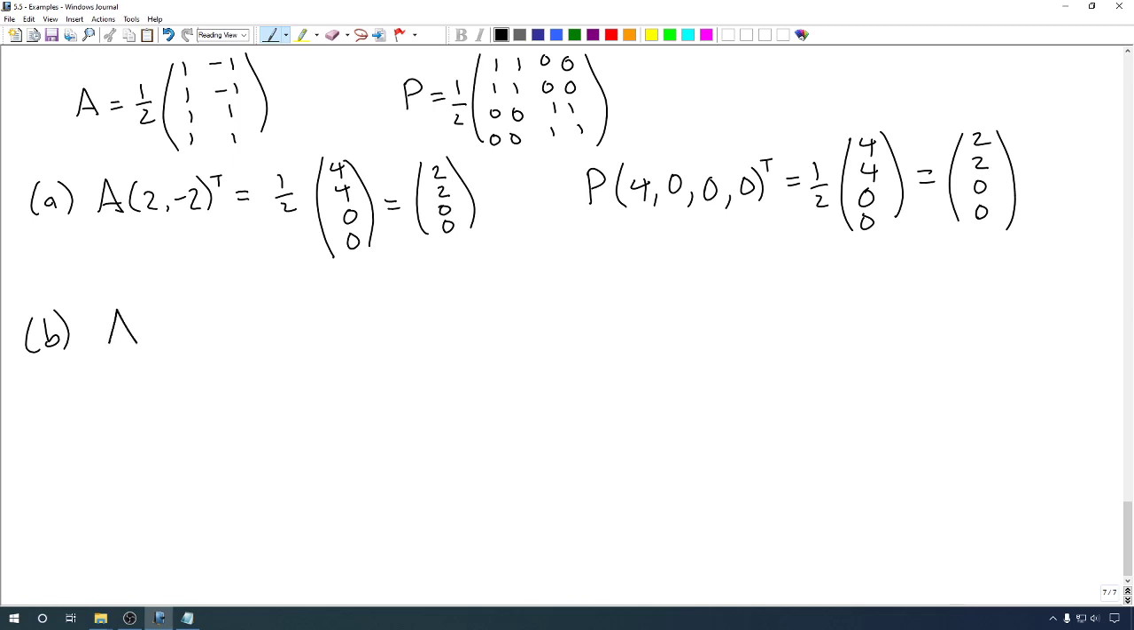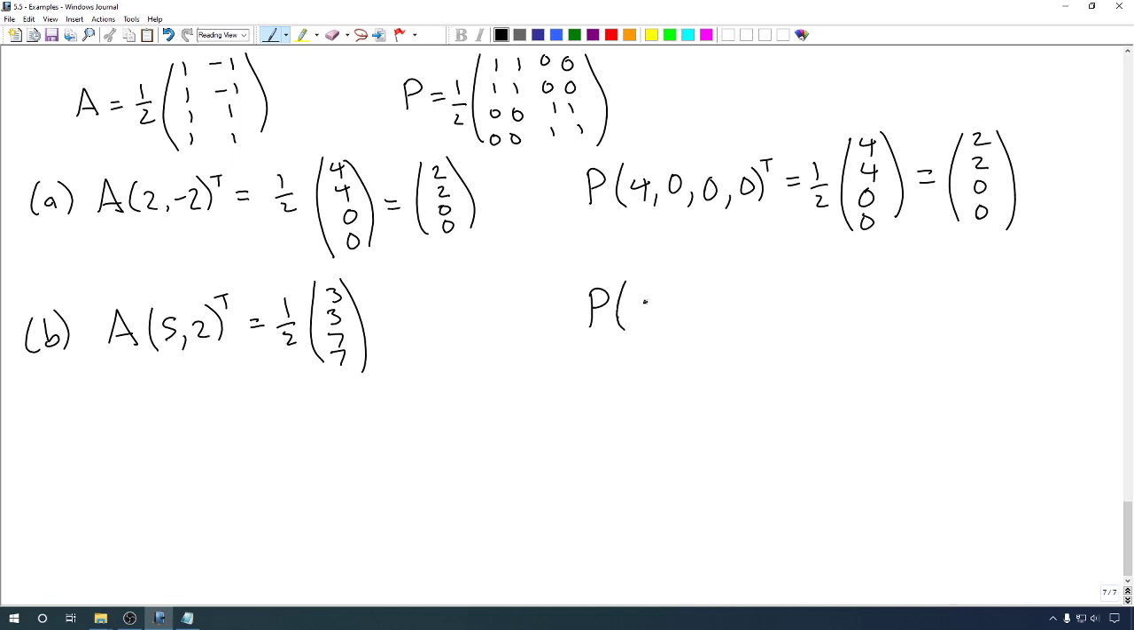What about part B? Now remember, here our least squares solution is 5, 2. We'll go ahead and multiply that by A. So here we saw the 1/2, but then we have 5 minus 2, so 3. We have another 5 minus 2, so another 3. And then we have 5 plus 2, so we have 7, and then 7 again. And we could leave the 1/2 outside now because we're just going to be getting fractions. We have 3 halves, 3 halves, 7 halves, 7 halves.